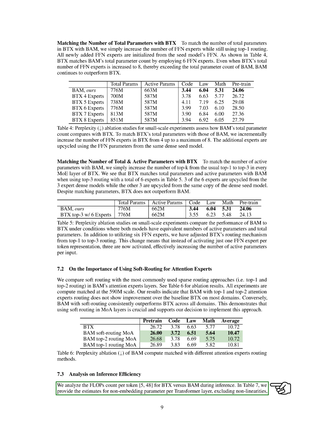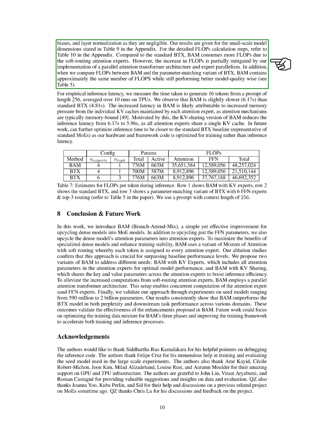In our analysis of inference efficiency, we examine the floating point operations per token for BTX versus BAM. We provide estimates for non-embedding parameters per transformer layer, excluding negligible components. While BAM consumes more FLOPs due to soft routing attention experts, this increase is somewhat offset by our parallel attention transformer architecture and expert parallelism. When comparing FLOPs between BAM and the parameter matching version of BTX, we find that BAM has a similar FLOP count while delivering better model quality.